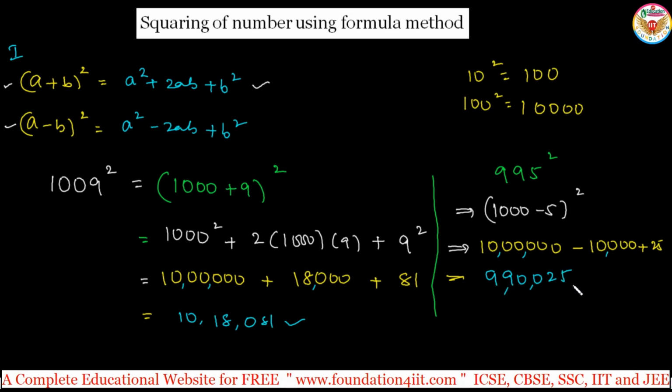9 lakhs 90,000 by adding 25, 9 lakhs 90,025. If the number is very close to a power of 10, not only 1000 or 10,000, even 1 lakh, just by adding or subtracting, if you get some reasonable number, you can use this method. Okay, this is method 1.